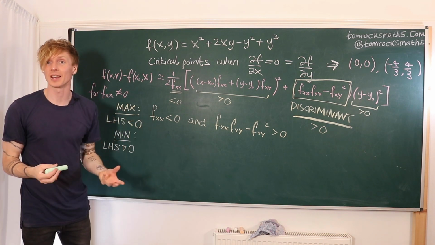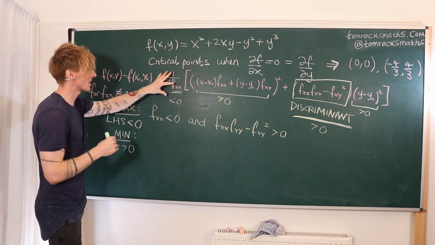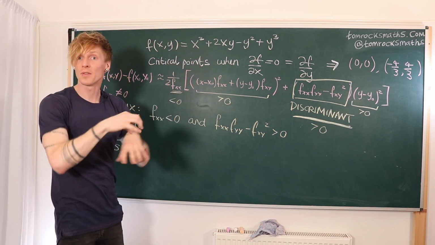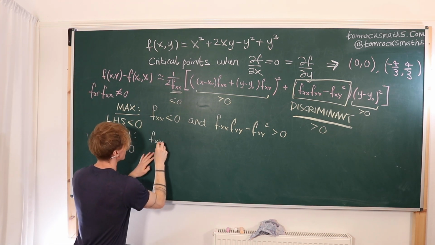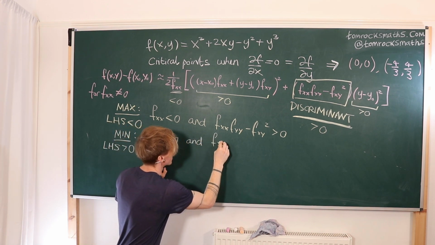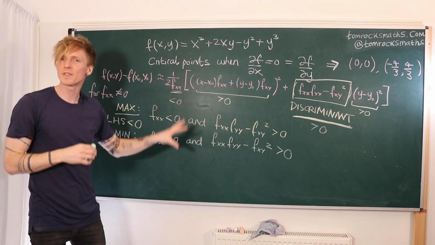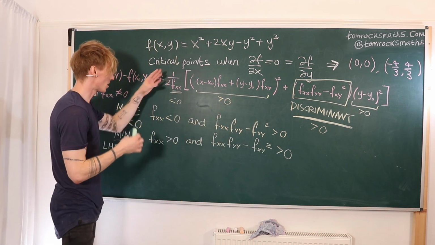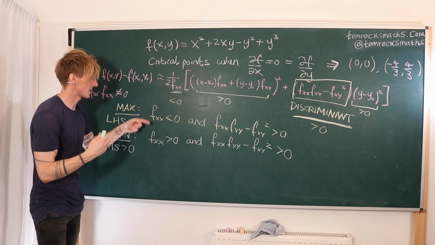And we actually said this earlier. We said that for a minimum, we expect the second order partial derivatives to all be positive because we're increasing away from that minimal point. So for a minimum, we need fxx to be positive, and the discriminant, again, must be positive. So you'll notice in both of these cases, the discriminant is positive. And we just determine whether we have a maximum or a minimum by the sign of fxx.